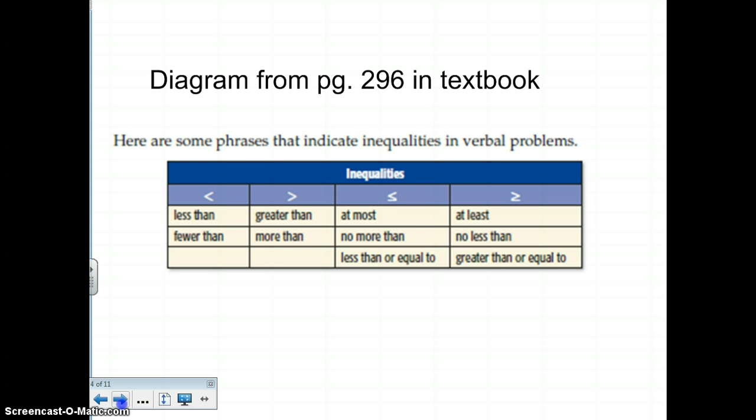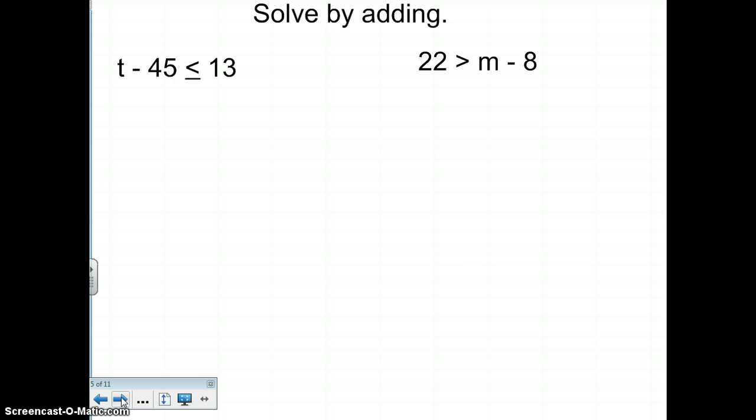This is a table that's directly from our book that you may want to copy down. It's on page 296, or at least know where it is so you can reference it. That way, as we're writing out verbal expressions and putting them into numerical expressions, we know what different phrases like "at most" refer to. So again, I don't want to spend a lot of time on that, but you can find it in your book and copy it down.